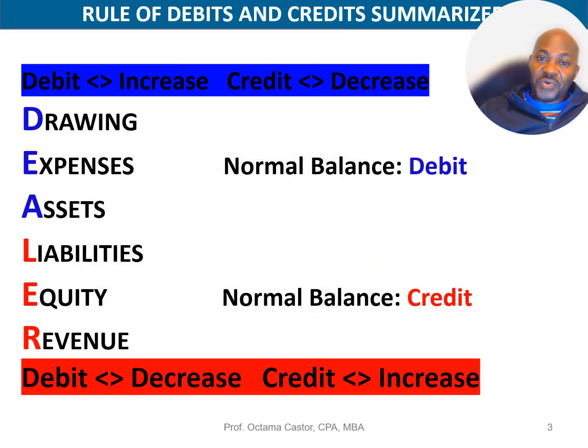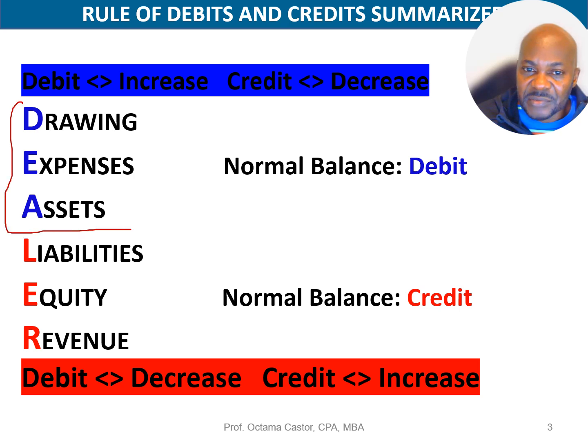So this one, I actually grouped these accounts into two different categories for you. If you look at the blue accounts, drawings, expenses and assets, they increase with a debit, therefore their normal balance is a debit. Drawings are when you go to your bank and you withdraw money. Expenses, that's when you pay your utilities, your rent, your salary. Assets, that's what you own as a business. Whereas liabilities, equity, and revenue, these accounts increase with a credit. Therefore, their normal balance is a credit.